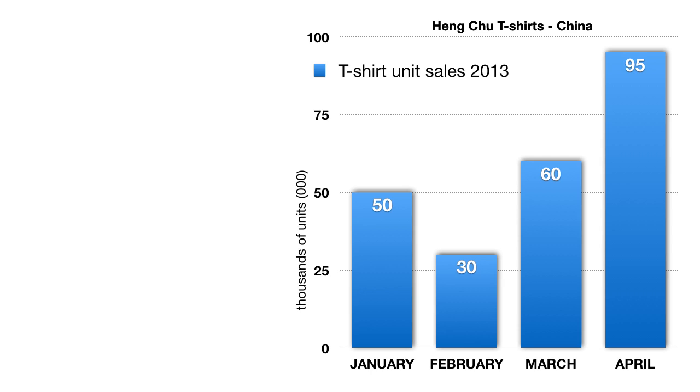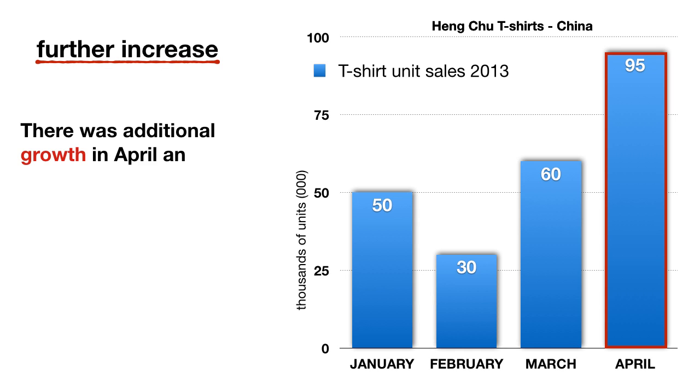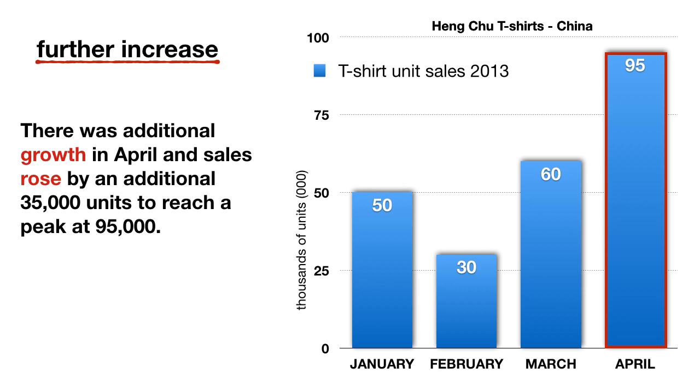Here's the final slide in this part 1 of the video, a further increase in the month of April. And here's a nice sentence to describe this. There was additional growth in April and sales rose by an additional 35,000 units to reach a peak at 95,000.